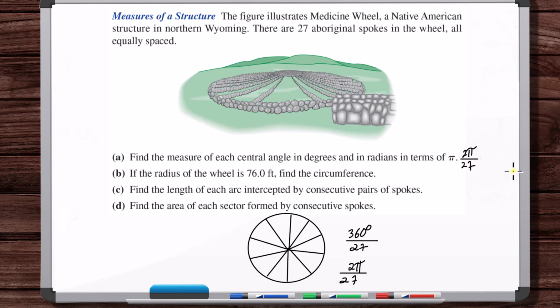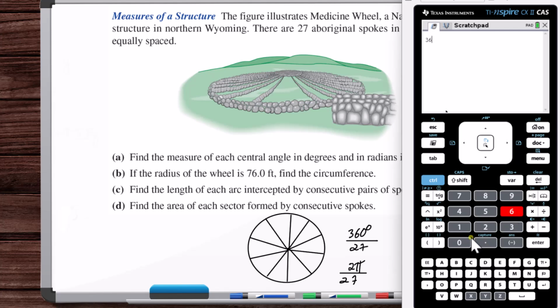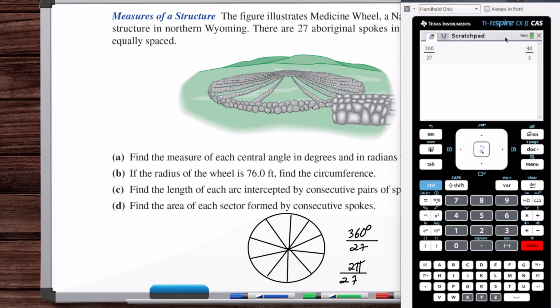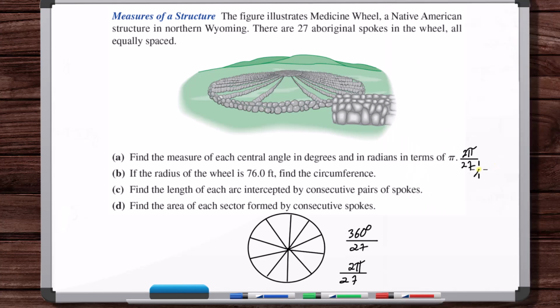In degrees, it's 360 divided by 27, which is 40 over 3 degrees. We could convert that: 40 over 3 is 13 1/3 degrees.